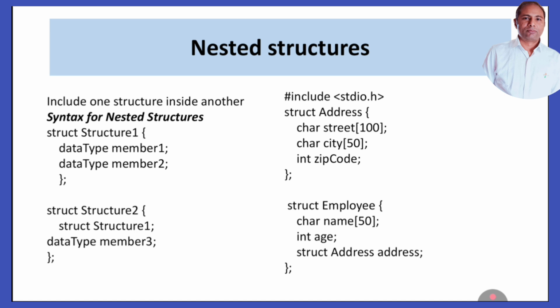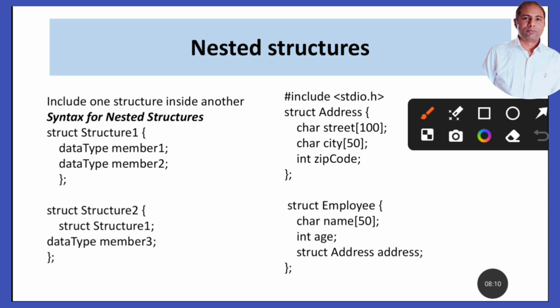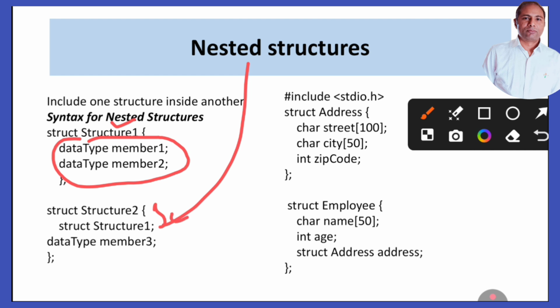Then if we are creating one structure, that is structure 1, it has been created with these data members: data type member 1, member 2. Now if we are creating structure 2, and inside that we are using structure 1, that is known as the nested structure. Structure 2 is having data type member 3, but inside structure 2 we are using structure 1. That's why it is known as the nested structure.